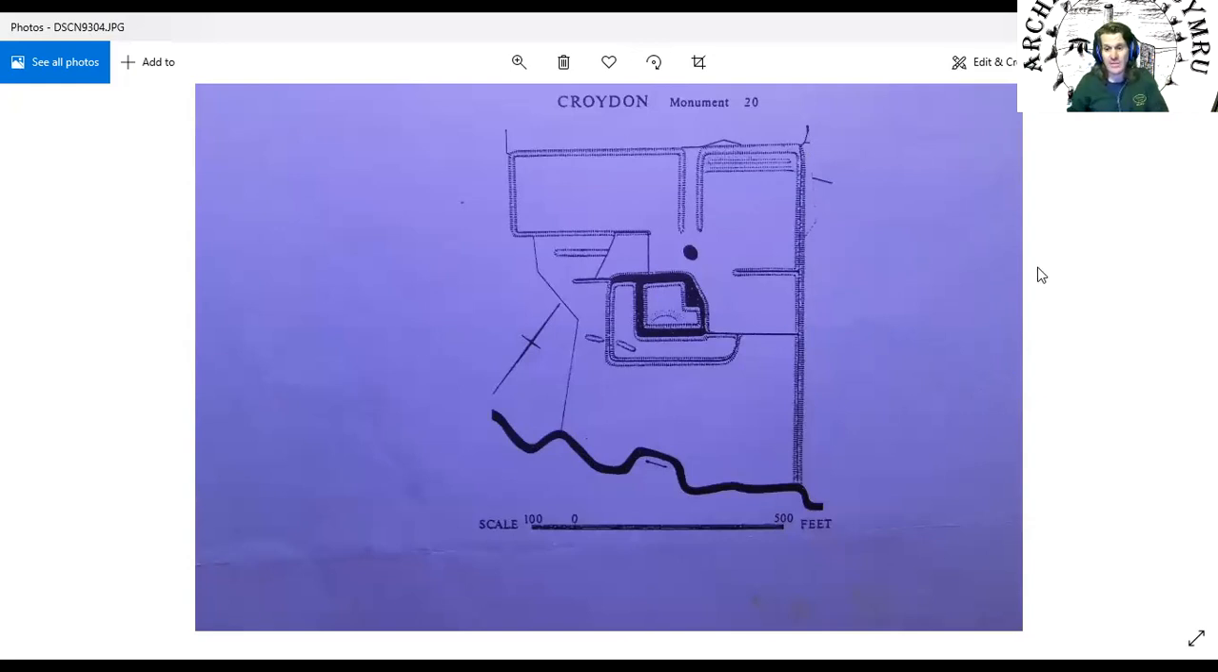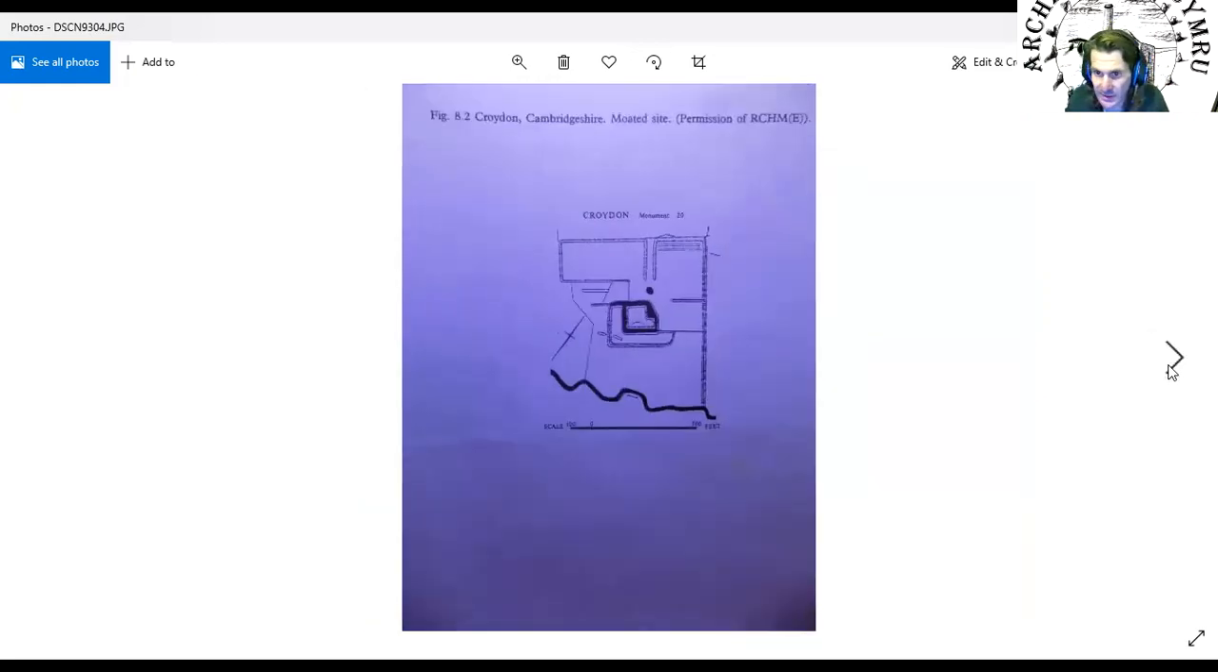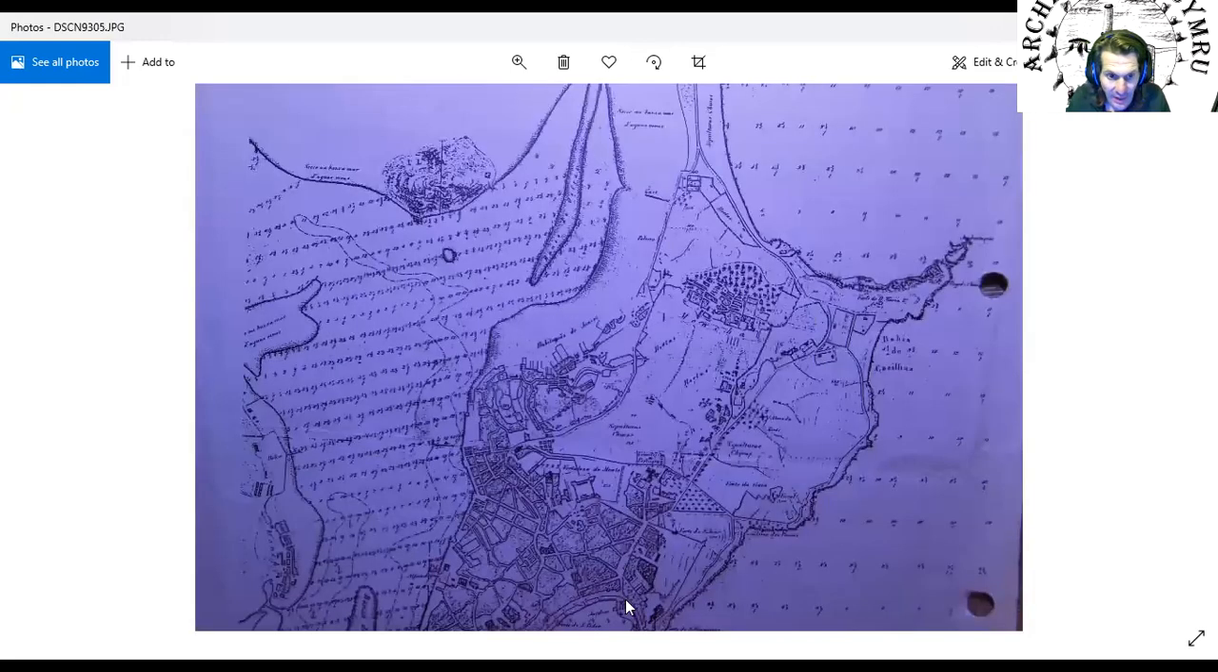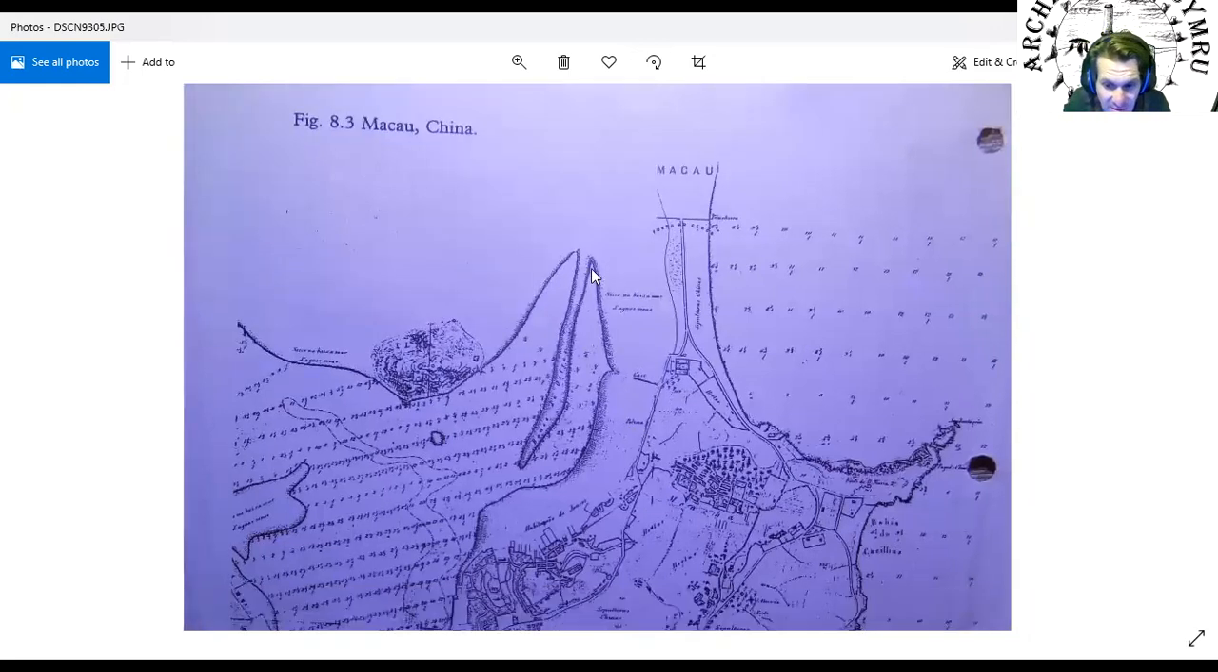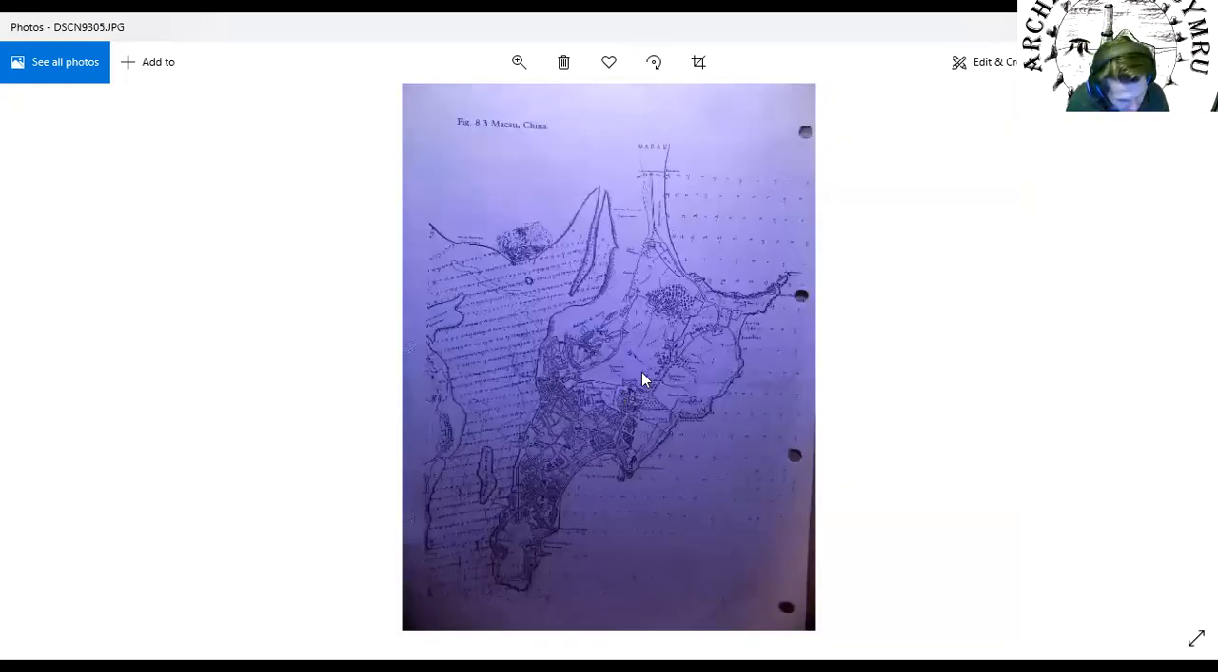So again, there's lots of maps to show you what the landscape is like today. And we don't only get maps from Britain, we get maps from various different parts of the world. And, you know, it's always said that maps from Britain are some of the best maps on the planet. But what we do have from this example is a map of the landscape of Macau, Portuguese landscape of Macau from the 1800s, late 1800s.